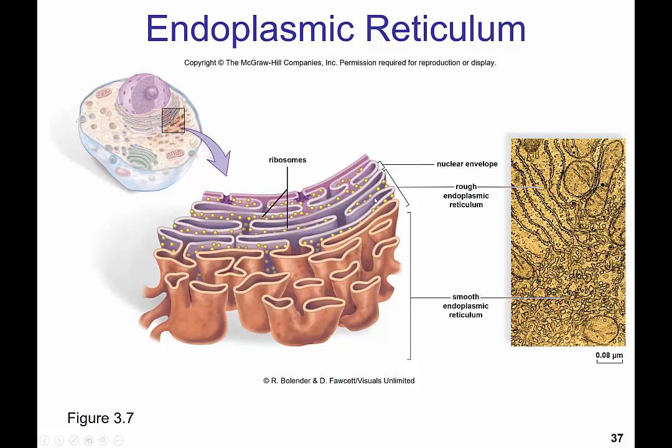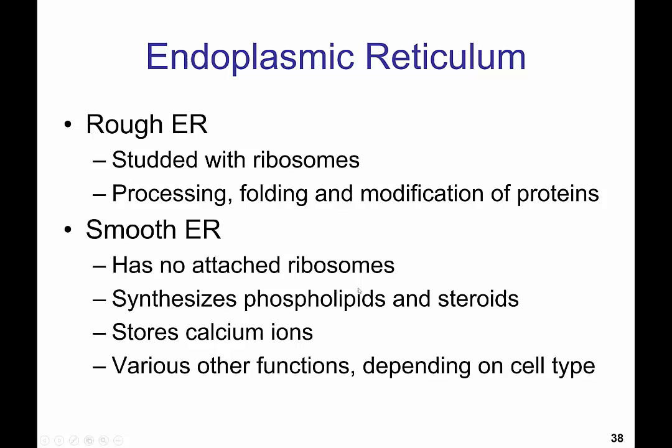That's why we call this the rough endoplasmic reticulum, or you'll see this abbreviated as the rough ER. The other section does not have ribosomes on it and looks a little smoother, and so we call it the smooth endoplasmic reticulum. Because the rough ER is studded with ribosomes, and ribosomes are protein factories, this is involved in the processing, folding, and modification of proteins. The smooth ER does not have attached ribosomes. Instead, this is where phospholipids and steroids are made. It also stores calcium ions, and depending on the cell type, it can have various other functions.